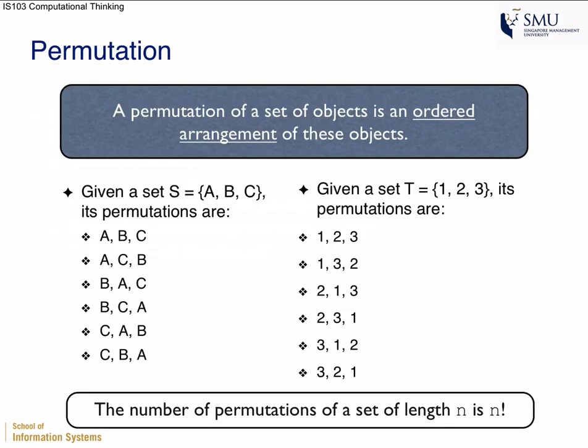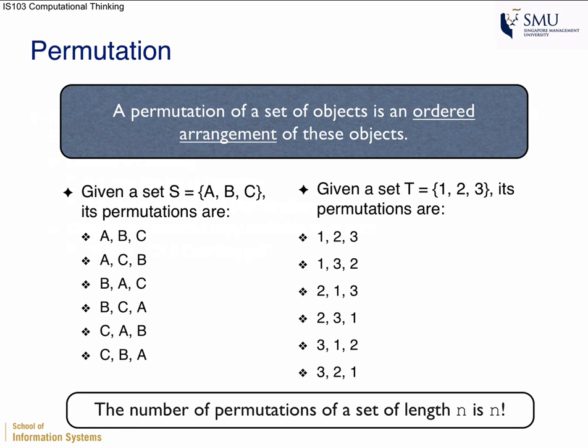So we begin with permutation. So what is permutation? When we talk about permutation, we usually talk about a number of objects, and we want to order these objects in a particular sequence. So a permutation essentially is a way to sequence a set of objects. Now let's look at a particular example.